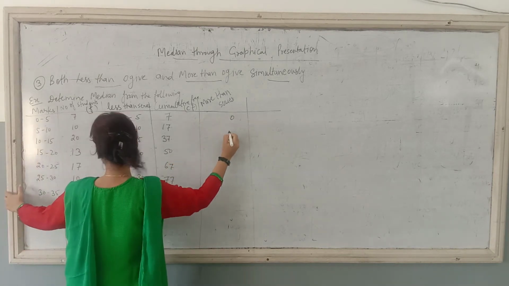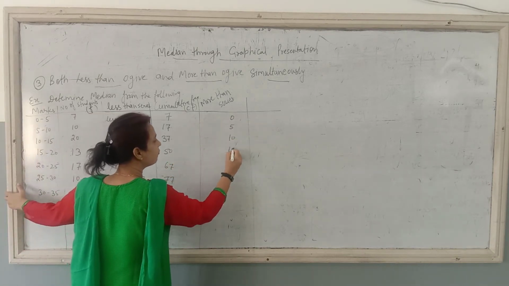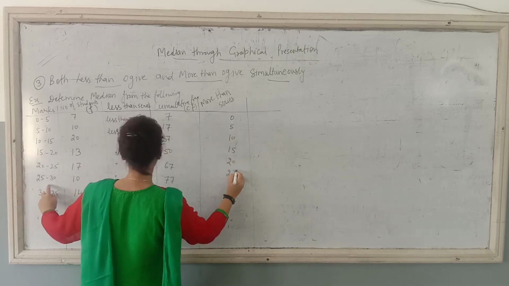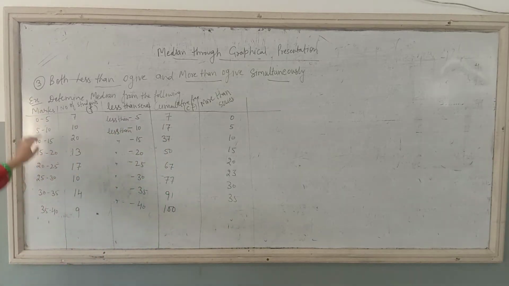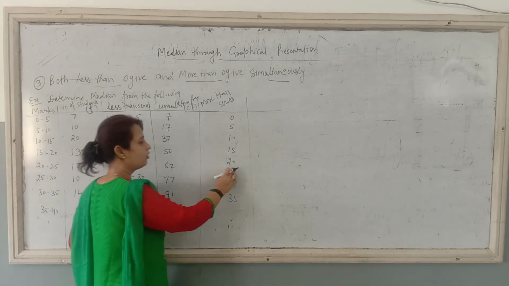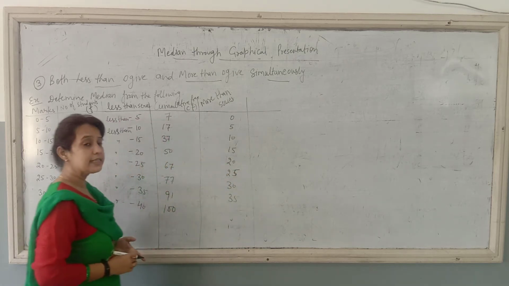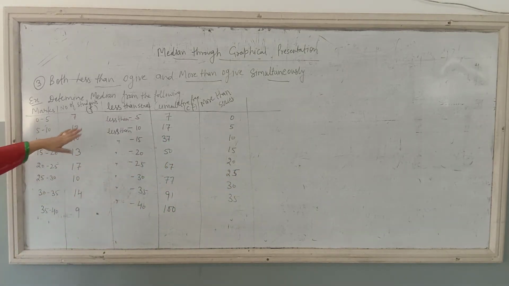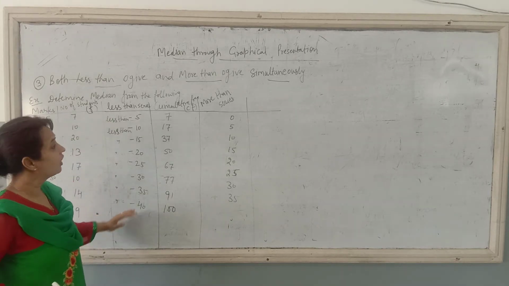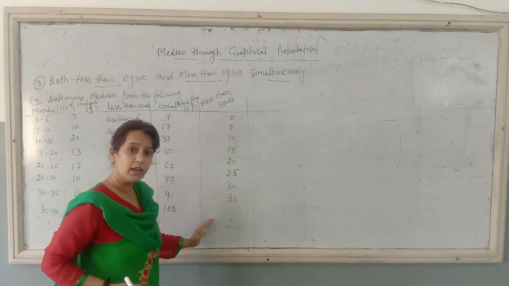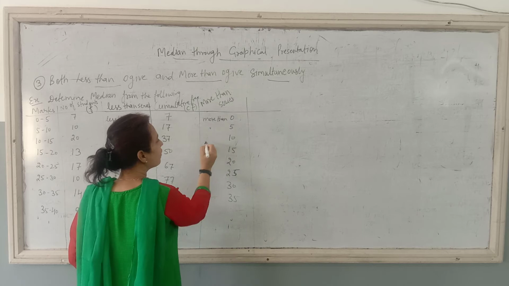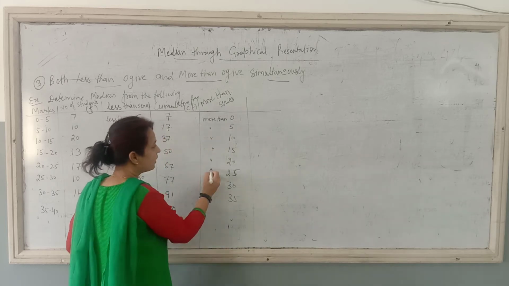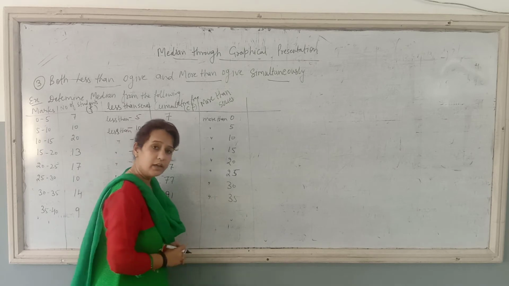0, 5, 10, 15, 20, 25, 30, 35 and that's it. You have to write L1 as it is in the more than series. In the less than series we wrote L2 as it is; in the more than series you have to write L1 as it is. Now write more than 0, more than 5, more than 10, more than 15, more than 20, more than 25, more than 30 and more than 35.